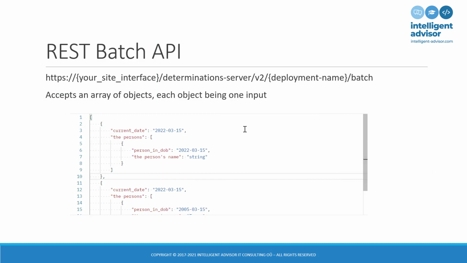Again, a slight difference to existing APIs is that the decision service automatically provides you with both a one-shot and a batch API. So you'll just notice that the batch has /batch on the end, and it will take an array of objects, each object representing one input contract. So in the screenshot you can see here, I have two objects. The first being current date, 15th of March, and the person having a date of birth in March. The second one, the same, but you can see it's considered to be a second person.